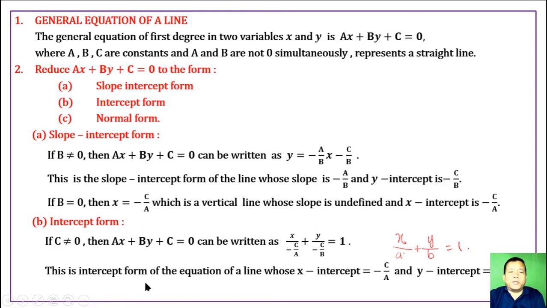This is the intercept form of the equation of a line whose x-intercept is a, with value minus c by a. The value of b is called the y-intercept, whose value is minus c by b.